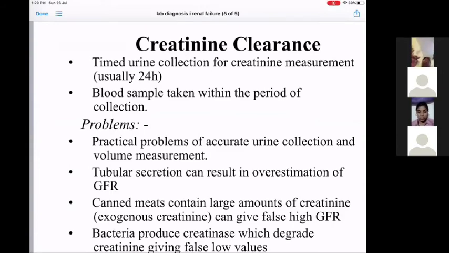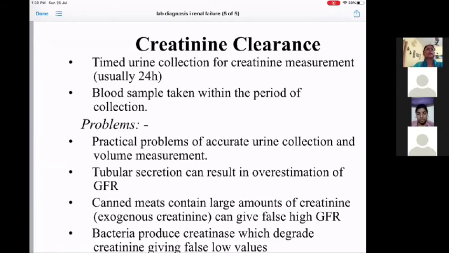Second is tubular secretion. As we already discussed, some part of creatinine is tubularly secreted in the PCT, so creatinine can be secreted in some mild amount. So this is not the ideal substance.